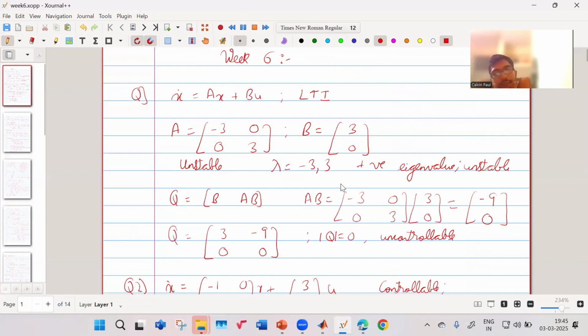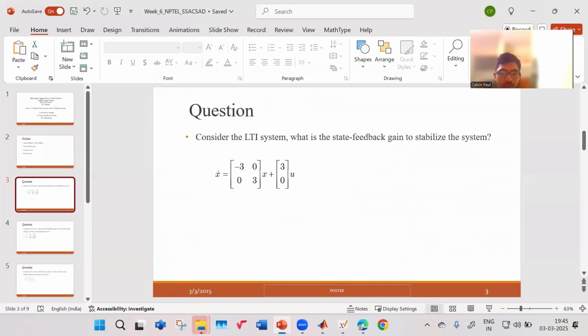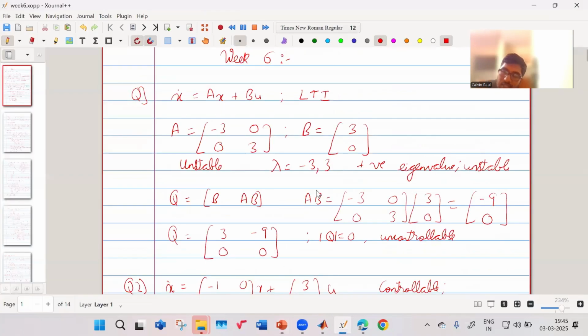Okay, so I'll do a brief recap of what I have done in this session. I have considered a linear time invariant system, x dot is equal to ax plus bu. We found that this system is unstable since one eigenvalue is in the right half of the S-plane. Now, if I use state feedback, can I control it?